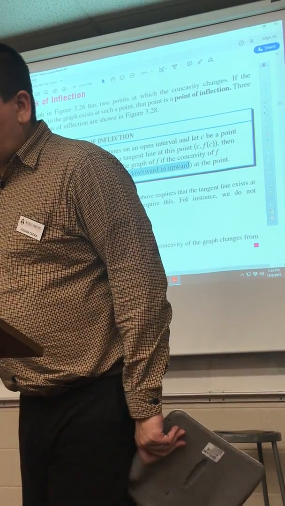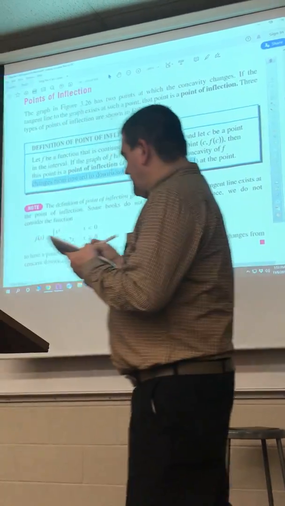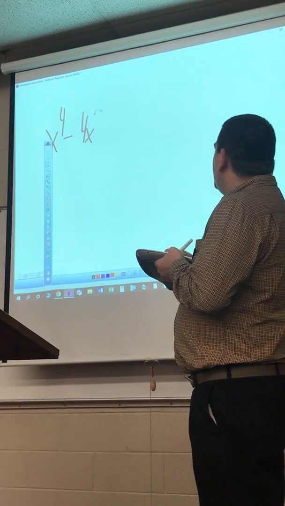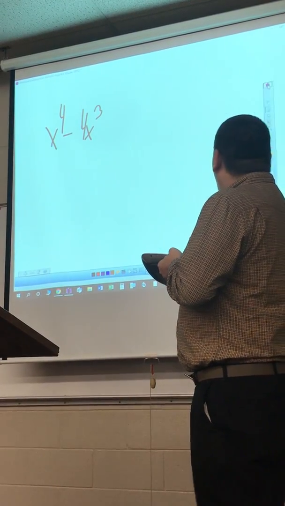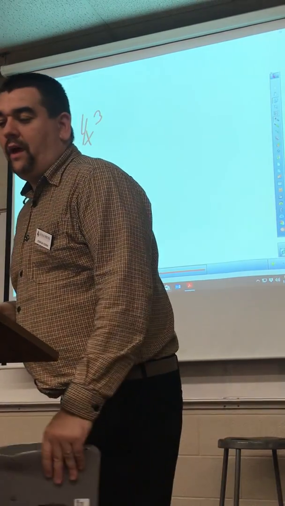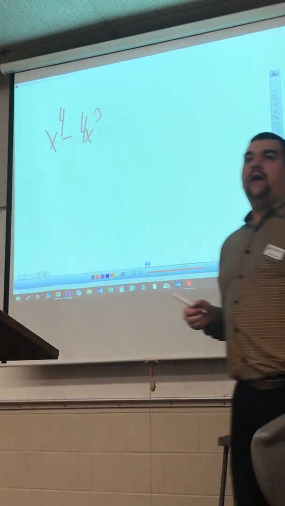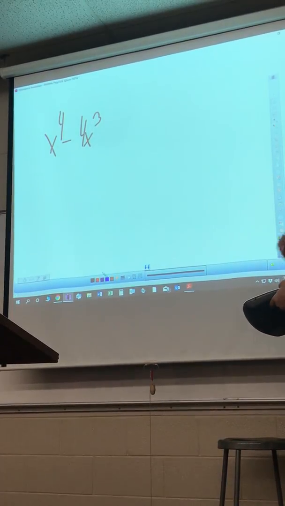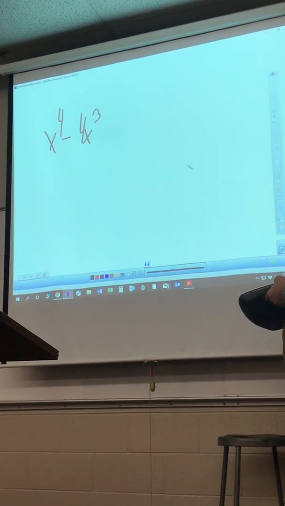Can I do 2 quick examples of concavity, and then I'll give you some time to work. x to the 4th minus 4x cubed. Find intervals and POI. If I just say POI, then you just need the x numbers. If you give me ordered pairs, it's nice. You don't have to, I don't think, but I asked you for intervals as well.